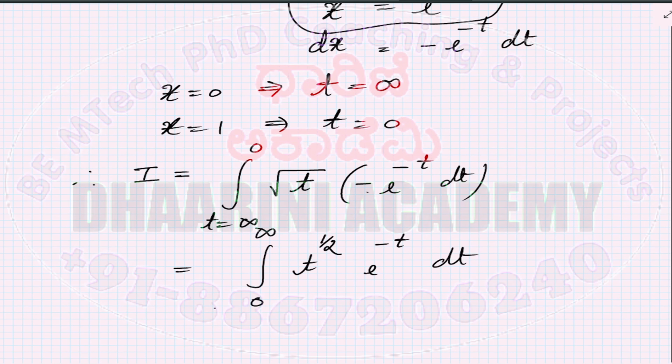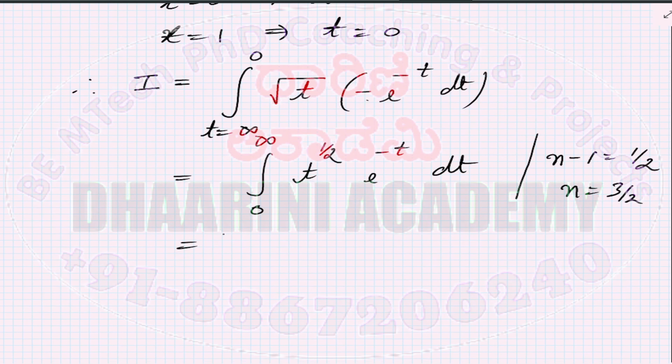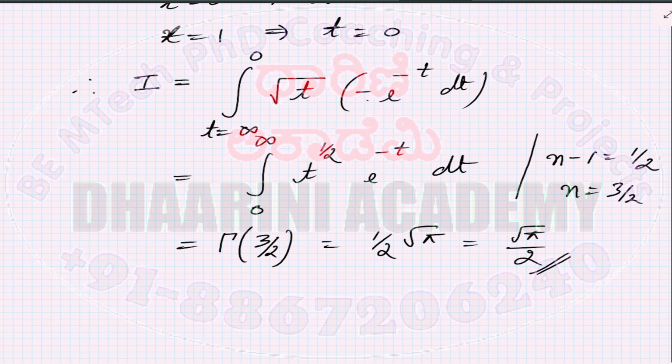All right, now you can see that this is in the required gamma function format, with n minus 1 becoming equal to half. That means n equals half plus 1, which is 3 by 2. So this whole function is nothing but gamma of 3 by 2. What is gamma 3 by 2? It is 1 by 2 into root pi. So the answer is simply root pi by 2. So see the advantage. No need to solve any integration. Just bring it into the format and get the value using the gamma or beta function.